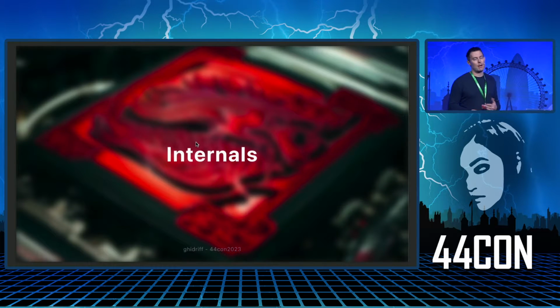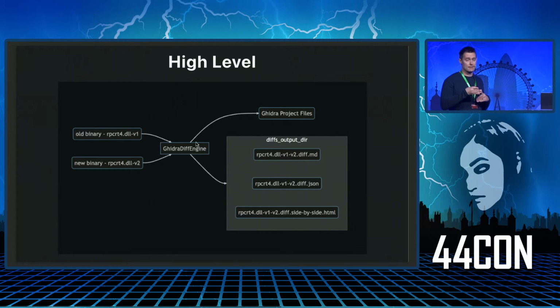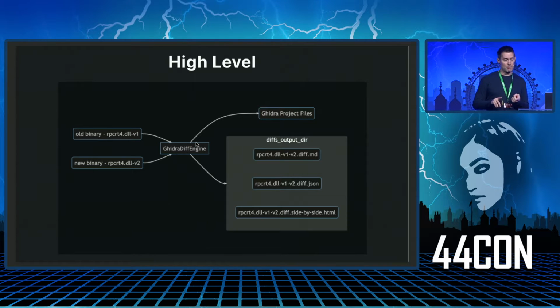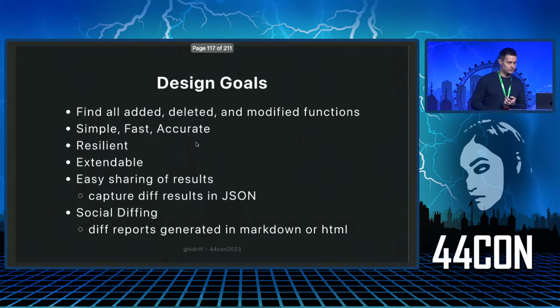I want to build a new tool. I want to overcome my pain points. But what are some of the internals? It's kind of hard to see, but the basic is the input is 2 binaries, and the output is all of the Ghidra files after analysis. So it creates a new project for you and dumps all that into a directory. And then your other outputs are your markdown report, a JSON file to capture all the diff results, and optionally an HTML if you want to display things that way.